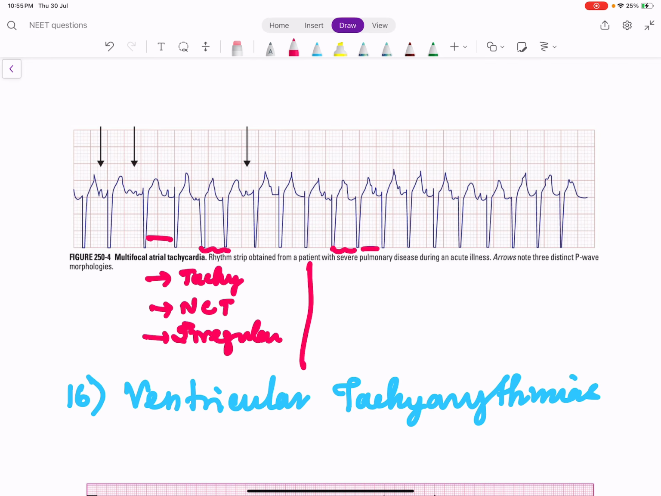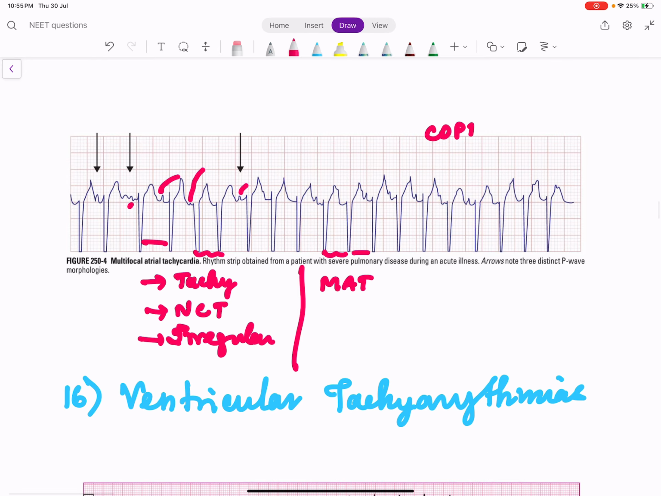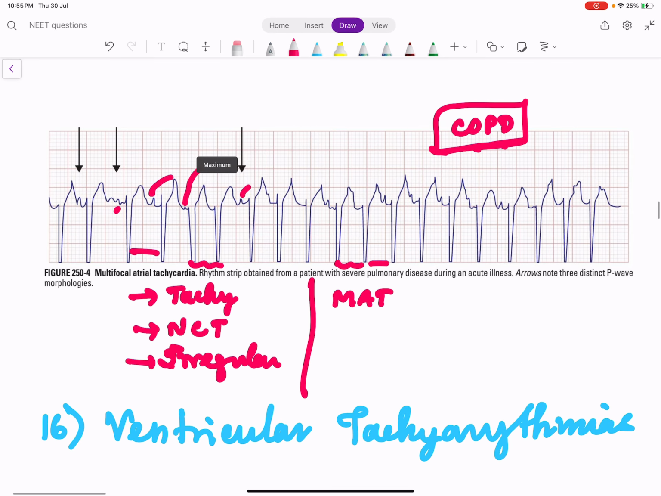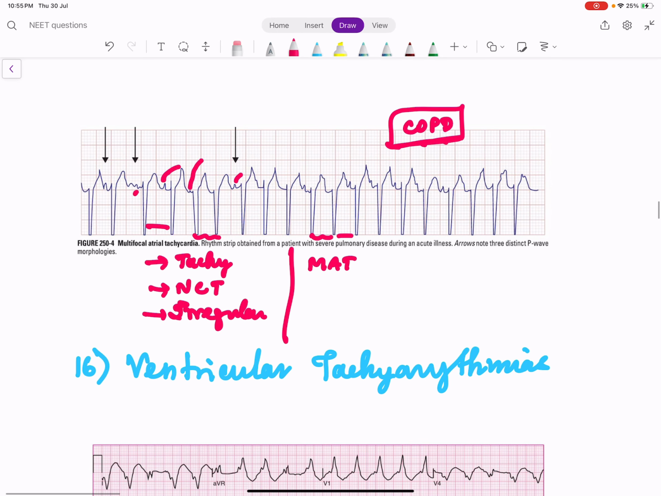Next thing, see the P wave. Of course, P wave is present, but every P wave is different, right? See, this P wave is small, this is large, here it is very small. So there are multiple types of P wave. So this is multifocal atrial tachycardia, usually seen in COPD. We don't usually see or discuss it, but I just kept it for interpretation sake.